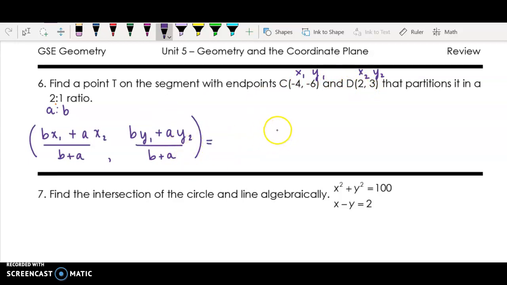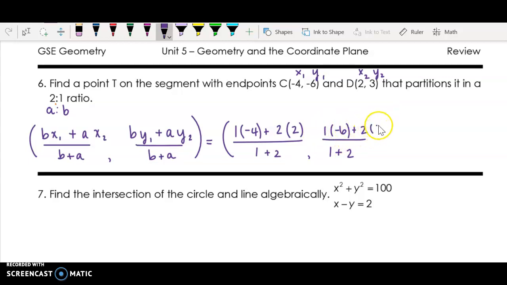So we're going to substitute our ordered pairs and A and B into our formula. So that will be 1 times x1, which is -4, plus 2 times x2, which is 2, all over 1 plus 2. That'll give us our x-coordinate of the point that we're looking for. The denominator of the other one will also be 1 plus 2. And then 1 times y1 plus 2 times y2. And that'll give us our y-coordinate.